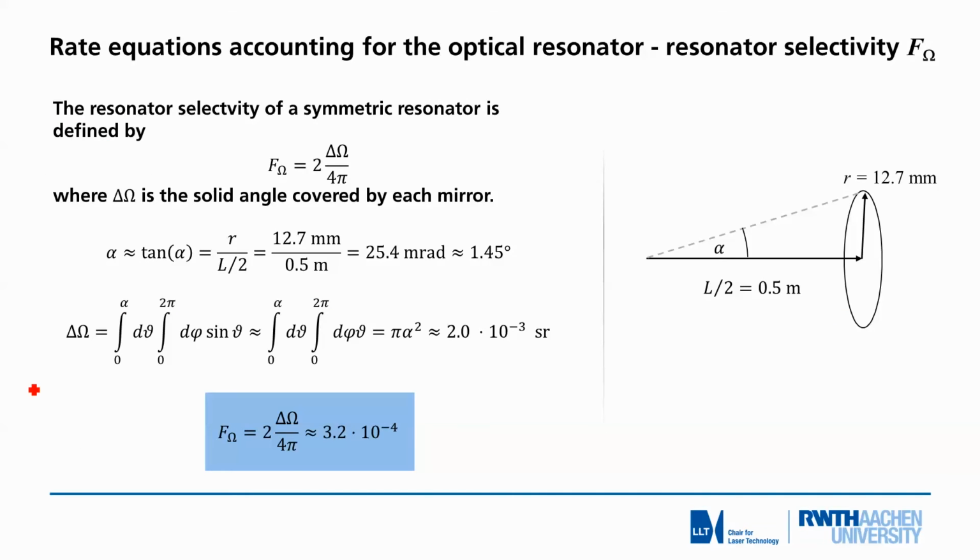A little more detailed view on the resonator selectivity f omega gives us a feeling of the magnitude of that number, and it turns out to be very small. For typical data of a resonator which are put in here, we come out with a number of something like 10 to the minus 4, 10 to the minus 5. So it's a very small number which we have to bring into the equation in order to describe only those photons which are emitted spontaneously in the direction of the resonator.